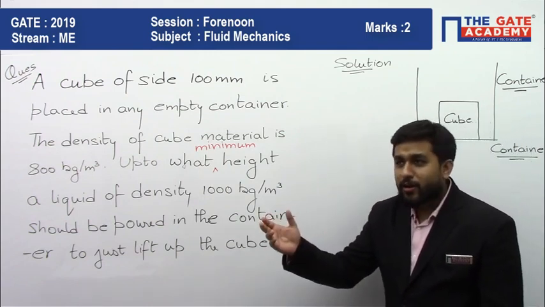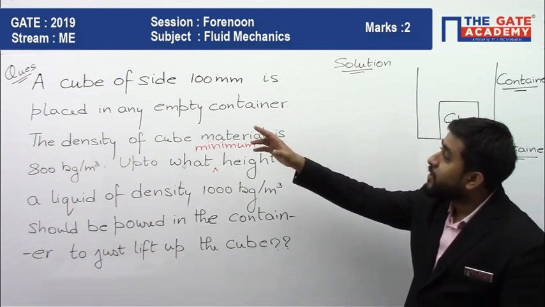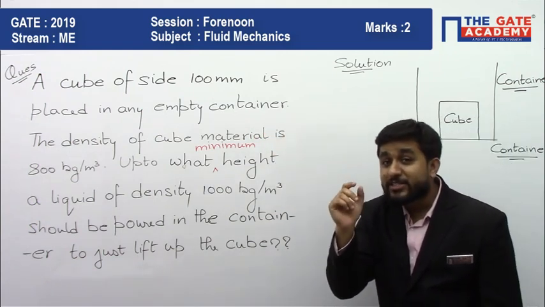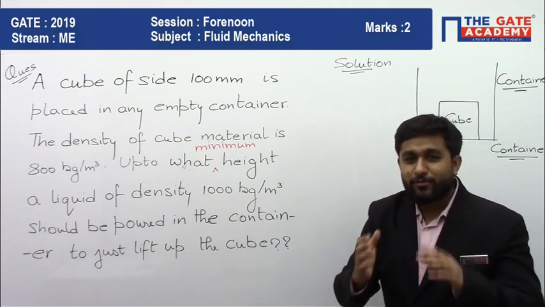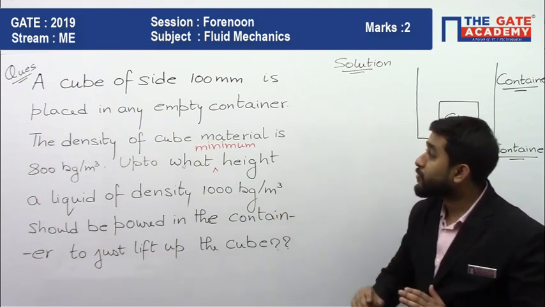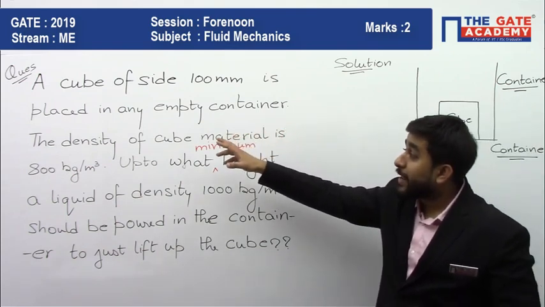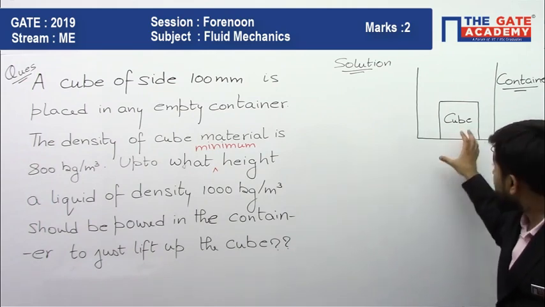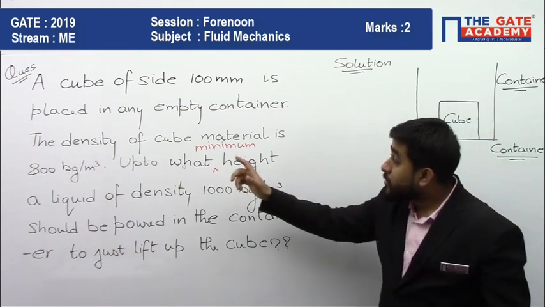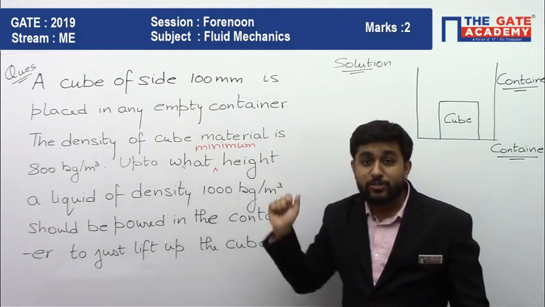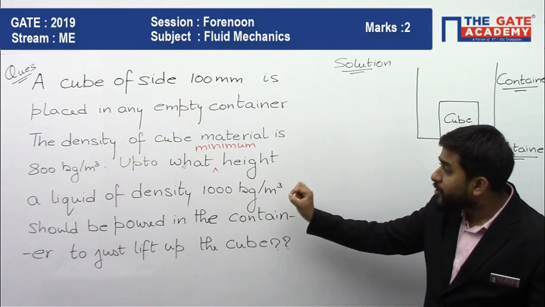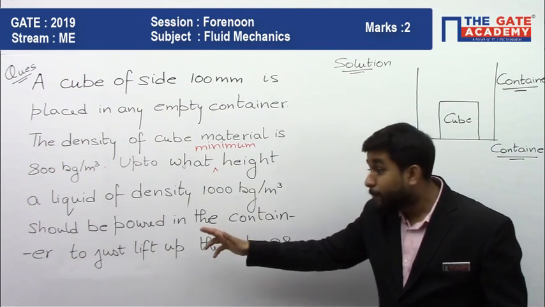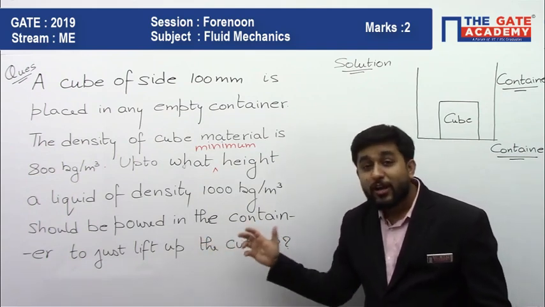On your left hand side you can see a cube of side 100 mm. So there is a solid cube, its one side is 100 mm, and since it's a cube, it will be 100 mm by 100 mm by 100 mm. A cube of side 100 mm is placed inside an empty container. So this is what the situation looks like. There is a container, and inside that empty container there is a cube. The density of the cube material is 800 kg per meter cube. Up to what minimum height should a liquid of density 1000 kg per meter cube be poured in the container to just lift up the cube?